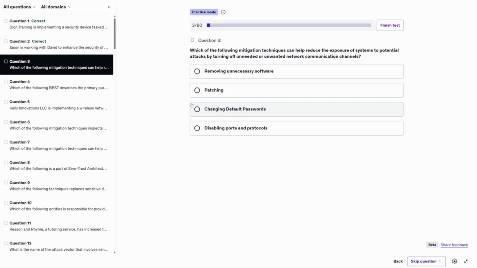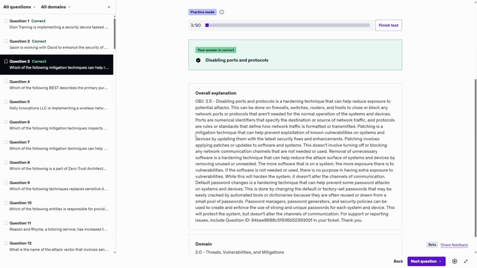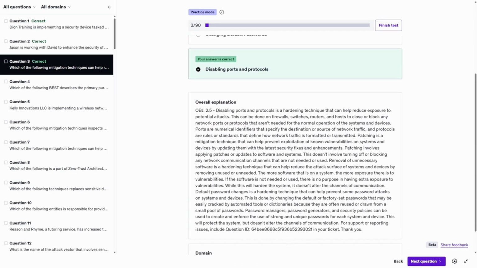Which of the following mitigation techniques can help reduce the exposure of systems to potential attacks by turning off unneeded or unwanted network communication channels? Now, this answer is pretty similar to the last one, so we won't spend as much time on it, but the correct answer is disabling ports and protocols. All right, and I'll just read the first few lines here.